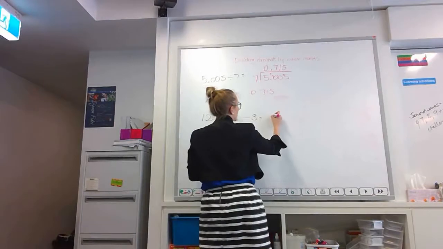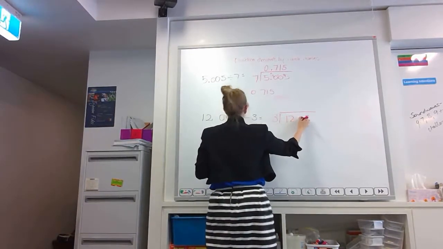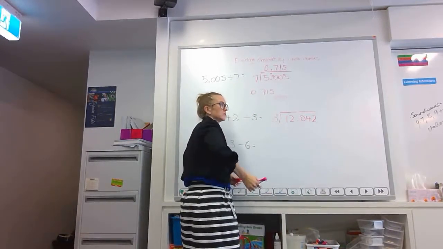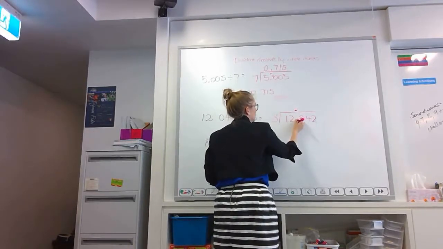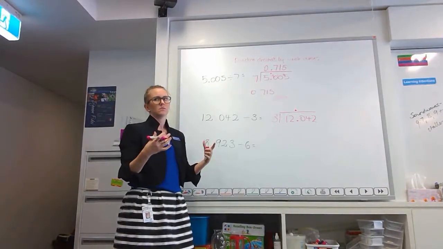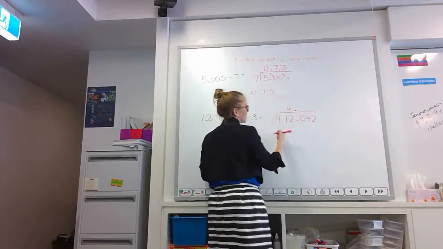So we write 3 into 12.042, and the decimal place goes straight above, so put it in before you start working out your question. So 3 into 1 goes 0, 3 into 12 goes 4, no remainder, so just carry on.